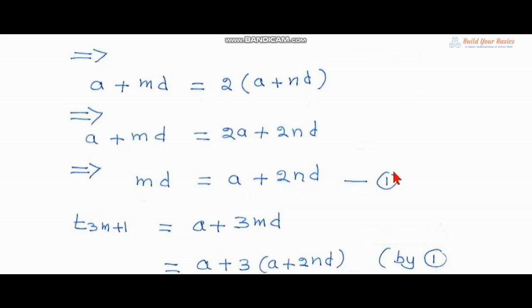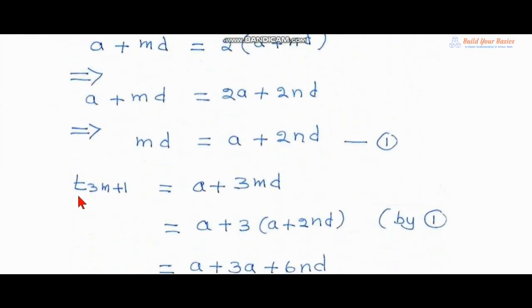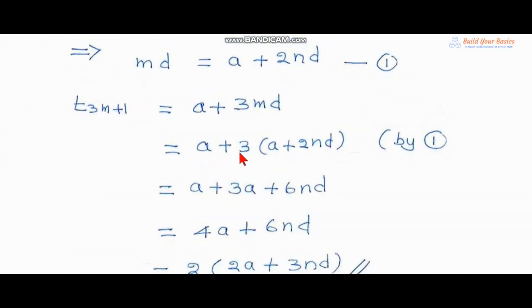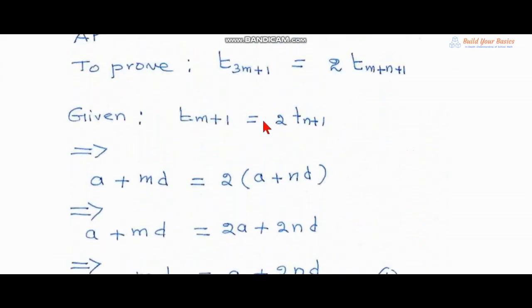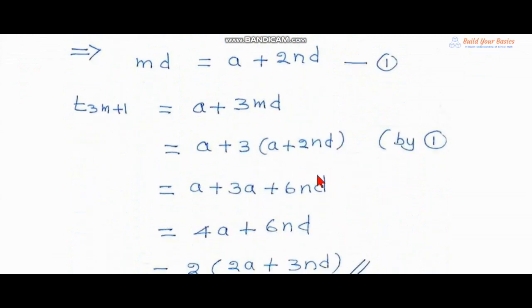Let us call it equation 1: md is equal to a plus 2nd. Now we are interested in t(3m+1). So let us write it. t(3m+1) equal to a plus 3md. Here 3m plus 1, it will be 3md. That is a plus 3 into, what is md? It is there in equation 1, md equal to a plus 2nd. So a plus 3 into, instead of md, a plus 2nd.